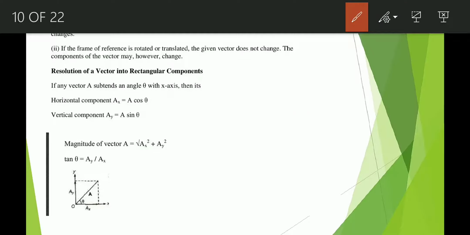A is equal to root of ax square plus ay square. Tan theta is equal to ay by ax. This is what the graph of ax and ay looks like, making an angle theta.